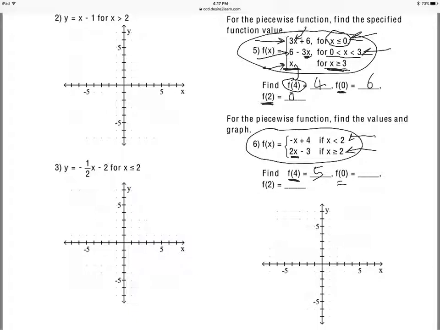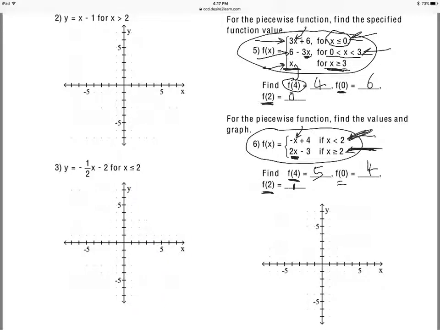When x is 0, I'll be using the first equation, because 0 is less than 2. So put 0 here, 0 plus 4 is 4. Finally, when x is 2, I'm going to use the second equation because this one has the equal sign, so when x is greater than or equal to 2, I've got to use the second equation. Again, 2 times 2 is 4, take away 3, I get 1. So again, you've got to decide which one of the equations you are going to put the x value into.